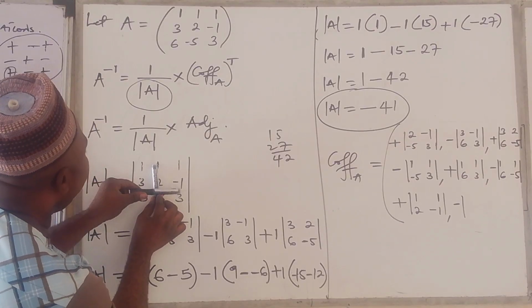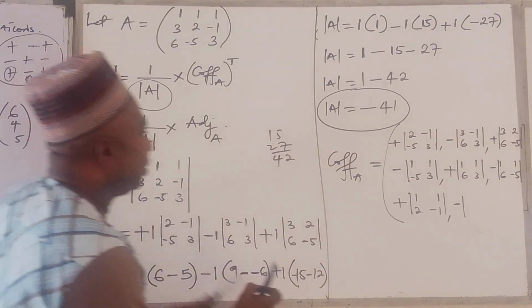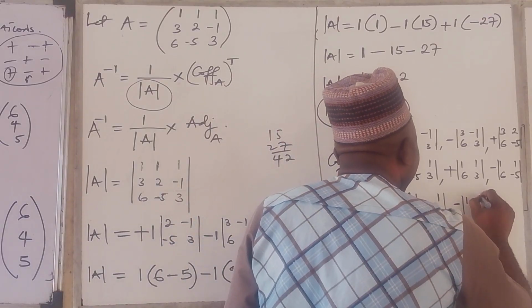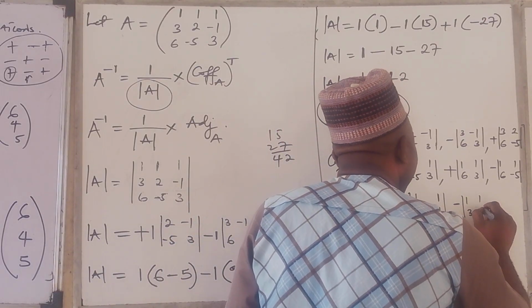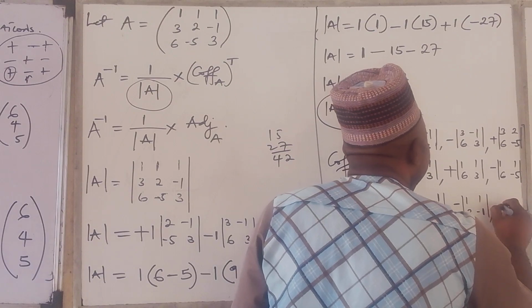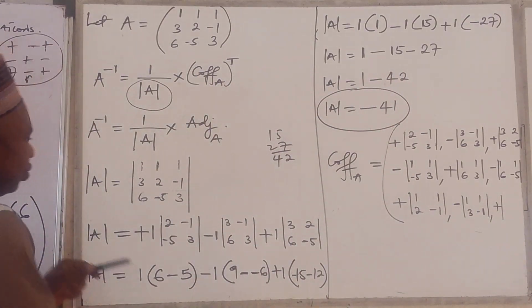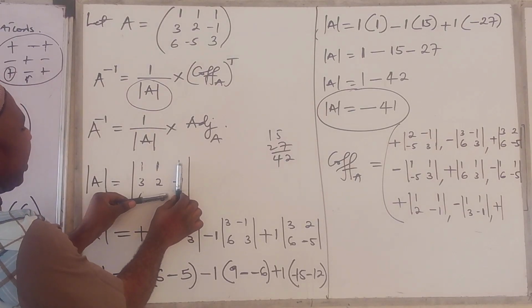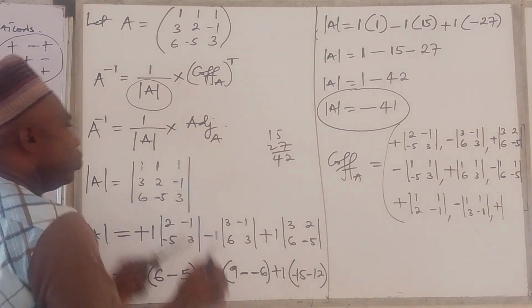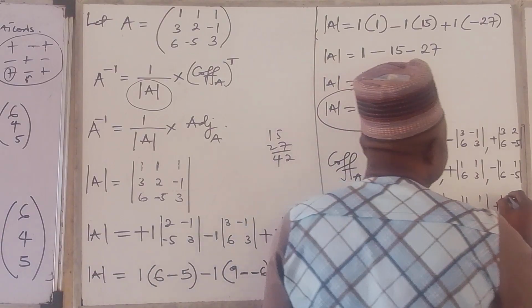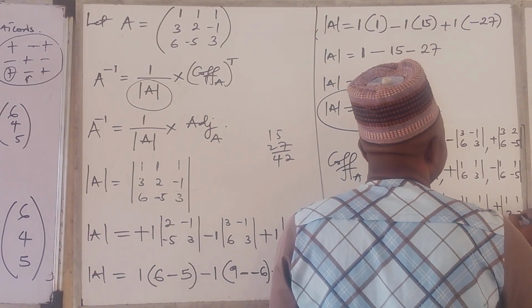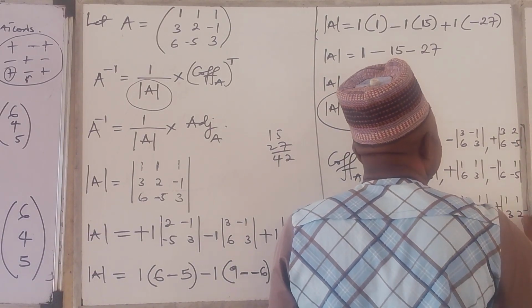So we have 1, 1, 3 minus 1. Yes. Then lastly, we have plus. And the plus tallies with this plus 3. So you close the plus 3 here, you close it here. So we have 1, 1, 3, and 2.